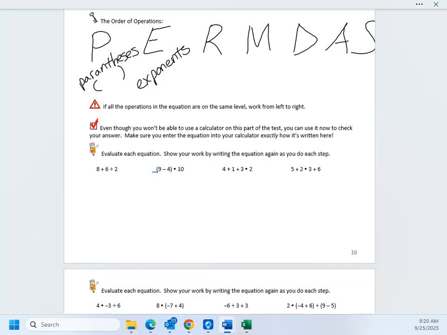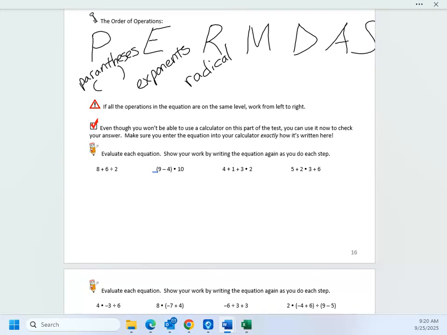So first you look to see, do I have any parentheses? I'm going to do whatever's inside the parentheses. Then you look to see, do I have any exponents? I'm going to do that math. 7 to the third power, I'm going to do 7 times 7 times 7. Find that out. Then we have radicals.